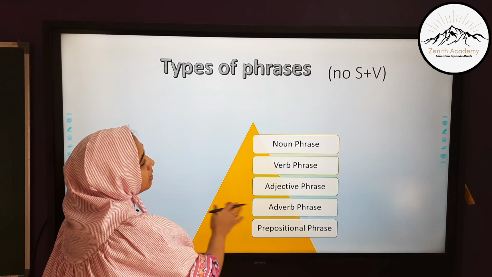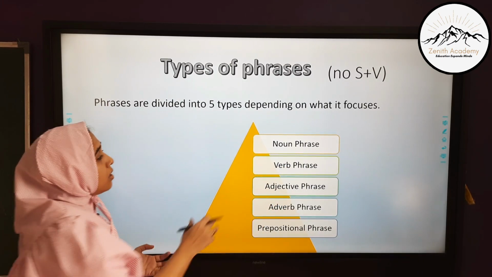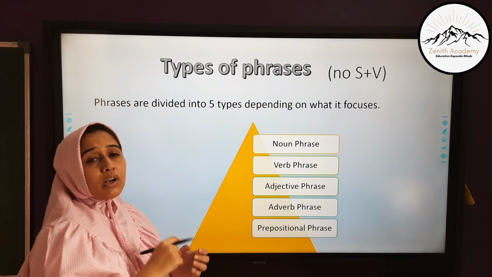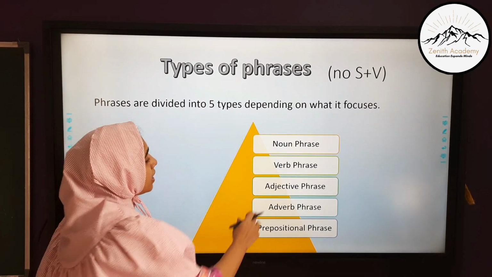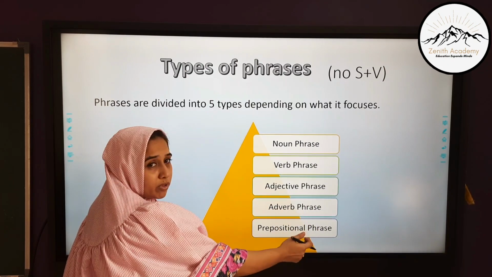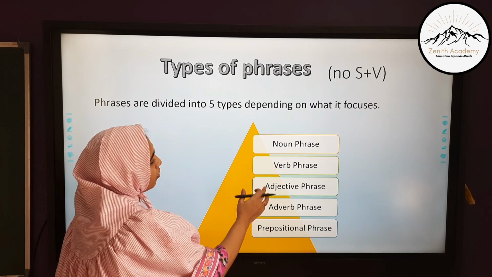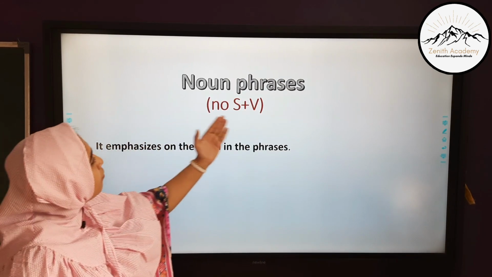Now let's see here. First we have a noun phrase which focuses on the noun. Verb phrase where a particular verb or an action word is under the focus of that phrase. Third is the adjective phrase. Fourth is the adverb phrase, and prepositional phrase like the one we saw before. Let's move ahead, kids. First one, noun phrases.